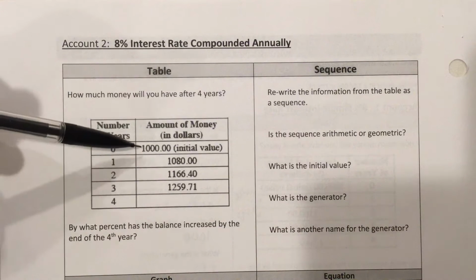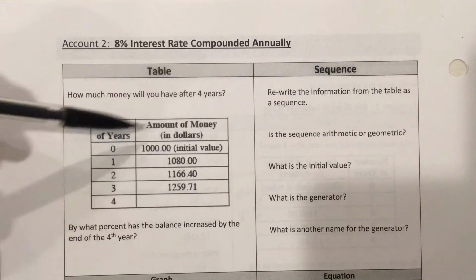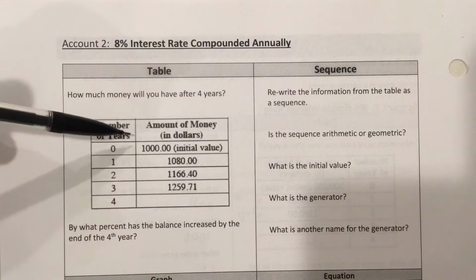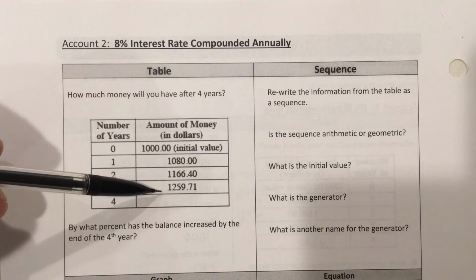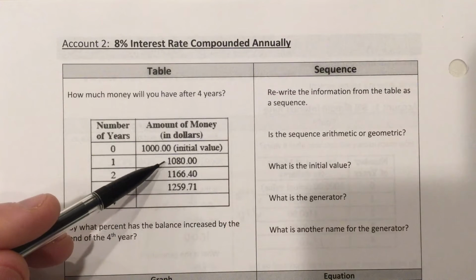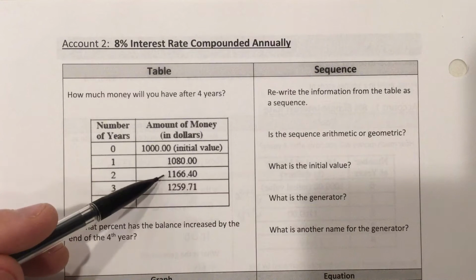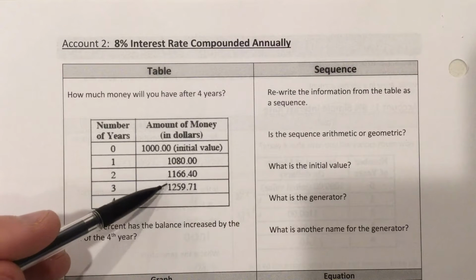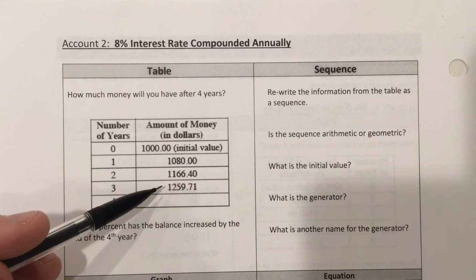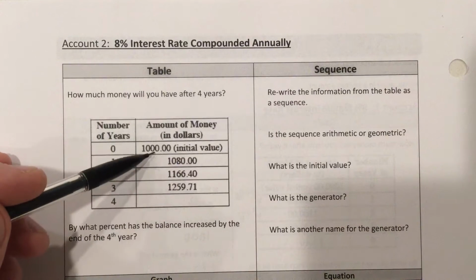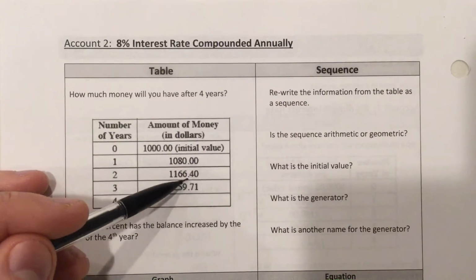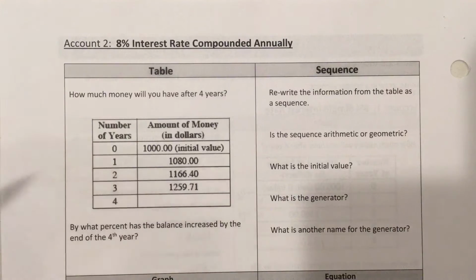So if we look at our table now, we still have $1,000 like that simple interest account, but now we see the amounts as they are going forward. So it goes 1,000, 1,080, 1,166.40, 1,259.71. So we can see right away that we're not adding the same amount every time because we have these dollars, or the cents, that are being added.